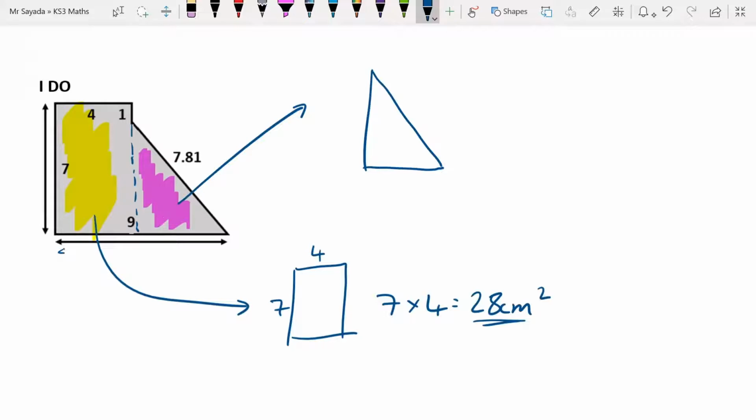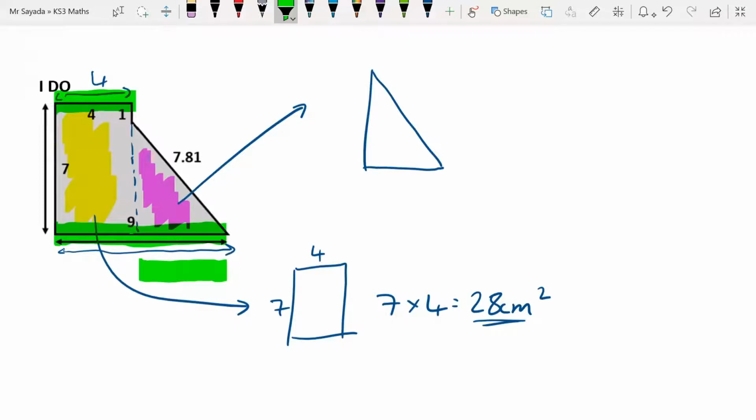The whole base here is 9. And this part is 4. So let's have a look at that in green. So the whole base is 9. This part is 4. So what will just this part be? Well, it's going to be 9 minus 4, which is 5. So the base of this triangle is 5.